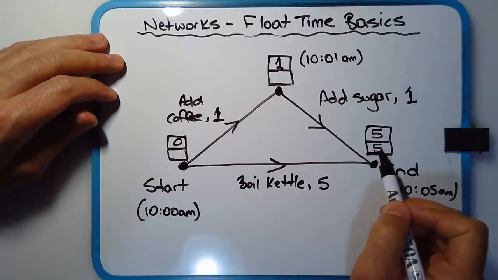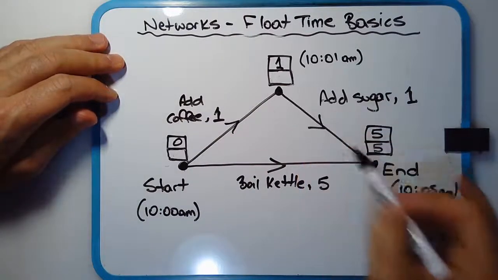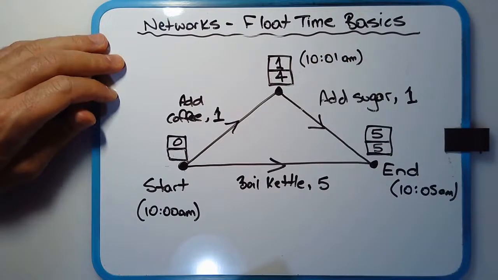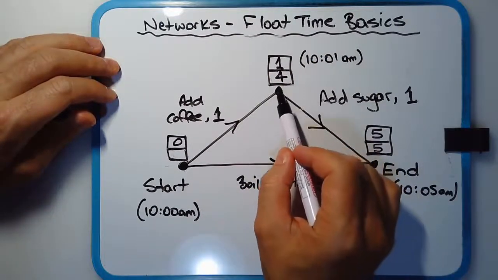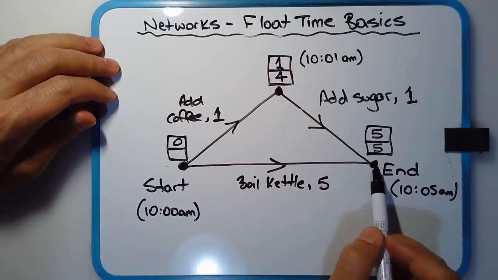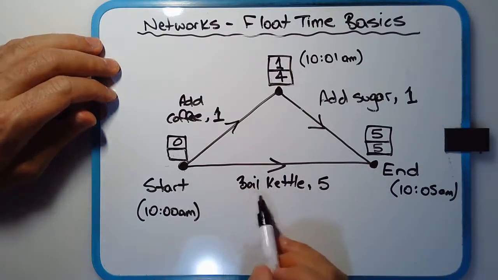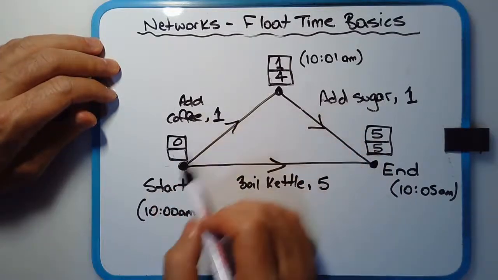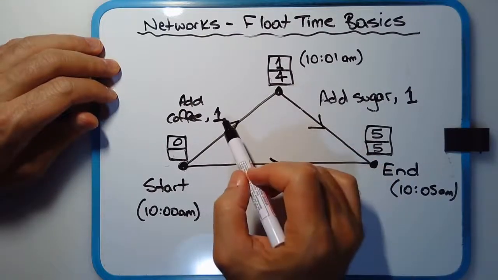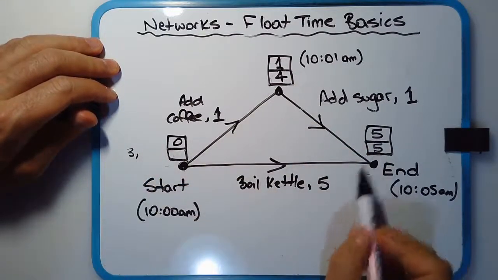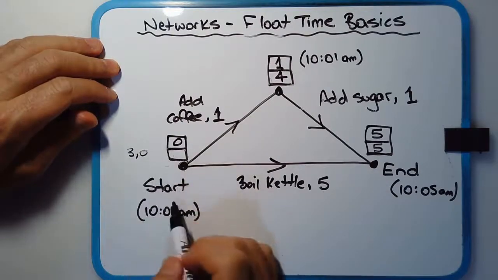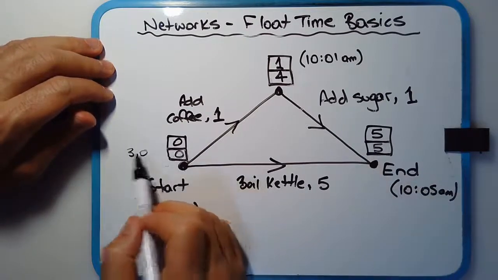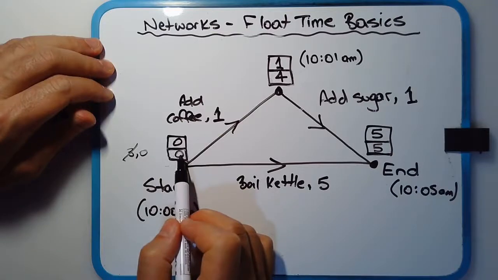Starting with 5 minutes, let's go up this path here. So 5 minus 1 is 4. Now we have 2 options. To get to the starting vertex, we can either go from the end vertex to the start directly via boil the kettle, or we can go via this vertex here, via the adding coffee activity, to the starting vertex. 4 minus 1 gives you 3. 5 minus 5 gives you 0. Now, because it's the starting vertex, this has to be a 0 anyway, but it's good for you to see that we actually take the lower of the 2 numbers. So the 0 goes here at the starting vertex regardless.